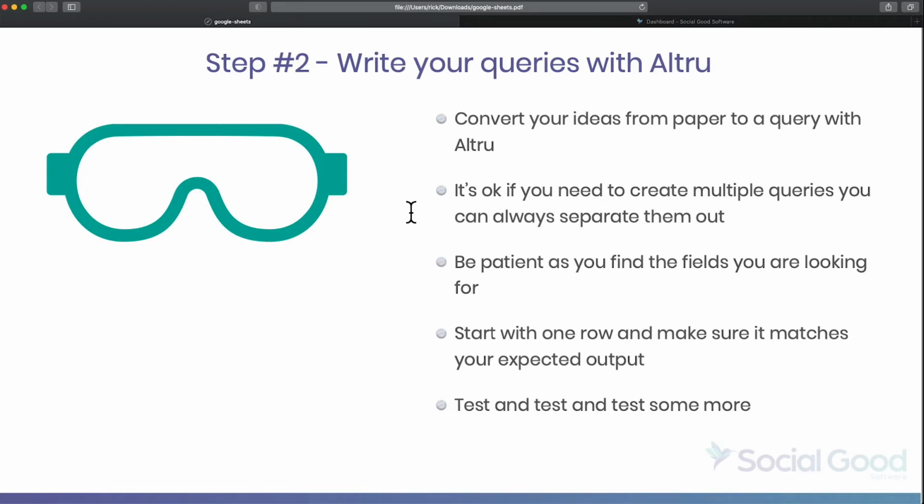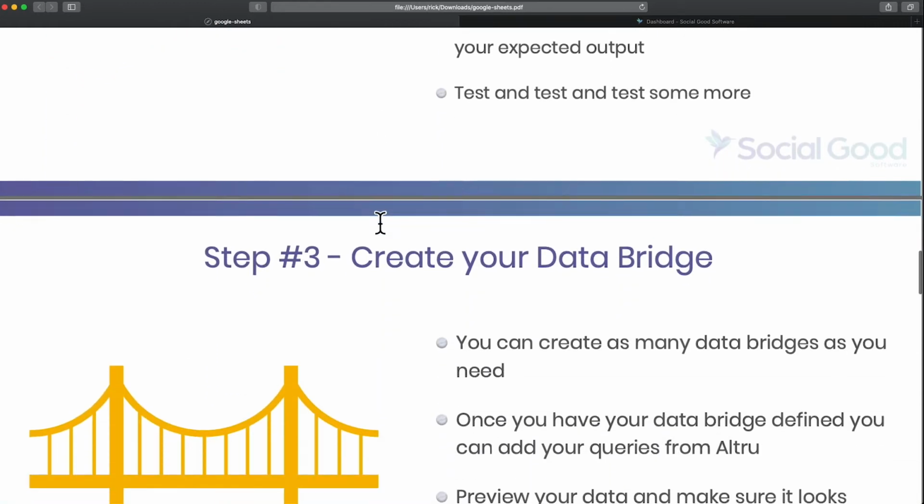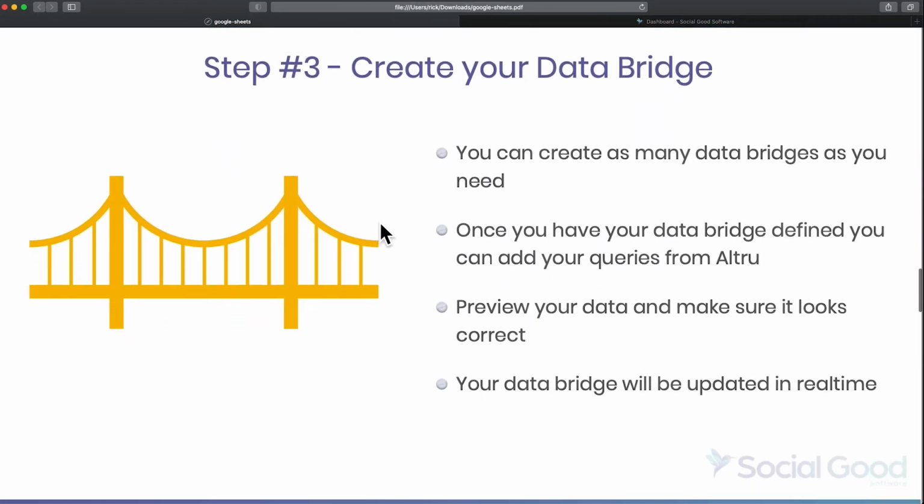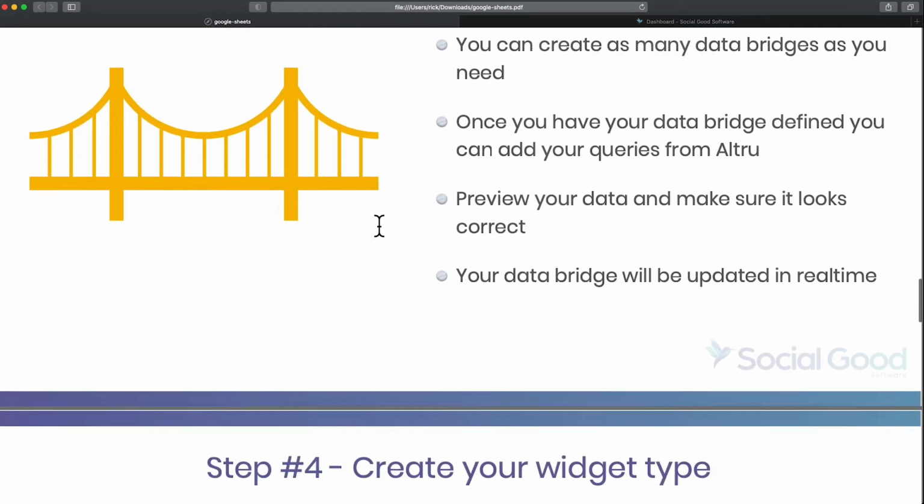All right, so once you have created your query, you're pretty much ready to move on to the next step, which is create your data bridge. The data bridge lets you create as many data bridges as you need. Once you have your data bridge defined, you can add your queries from Altru. You can preview your data and make sure it looks correct. Your data bridge will be updated in real time. So that's step number 3.